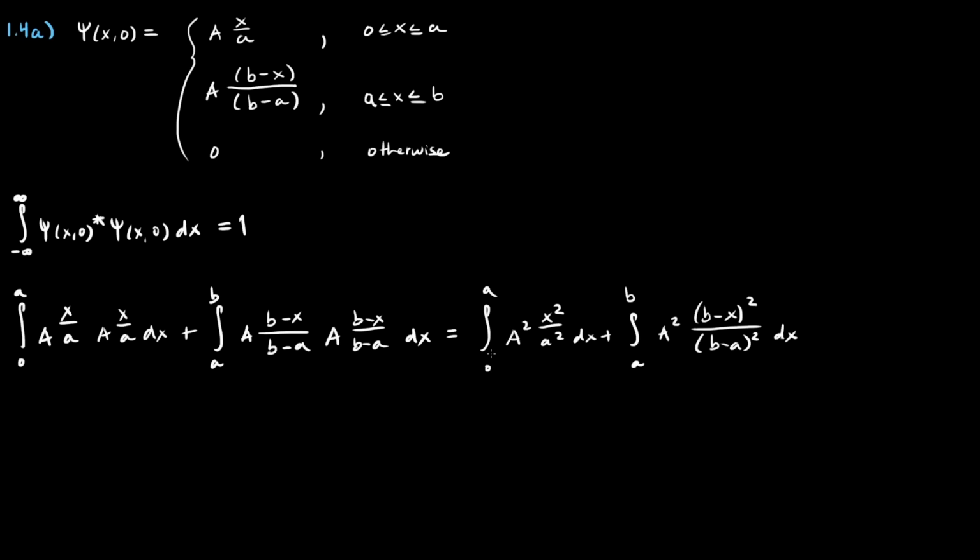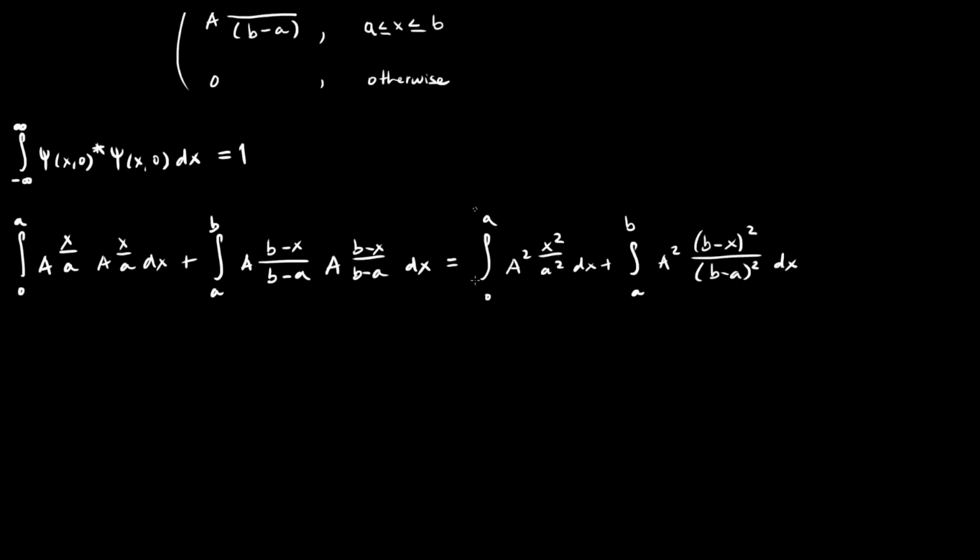And if you notice also, the bounds are not from negative infinity to infinity anymore, but from 0 to a and then a to b. This is because outside of these intervals, the wave function is 0, so the integral will always come out to 0 for those.